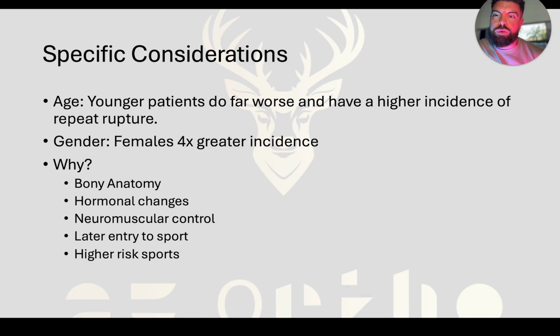Specific considerations for these then would be the younger patients do far worse, and by younger I mean under 17. They have a higher incidence of repeat rupture. Females have a 4 times greater incidence, and the question of why is often discussed. So bony anatomy is sometimes mentioned, their abduction angle at the knee, their Q angle being higher, or their pelvic size being bigger. And there's a lot of evidence that suggests that that isn't the case.